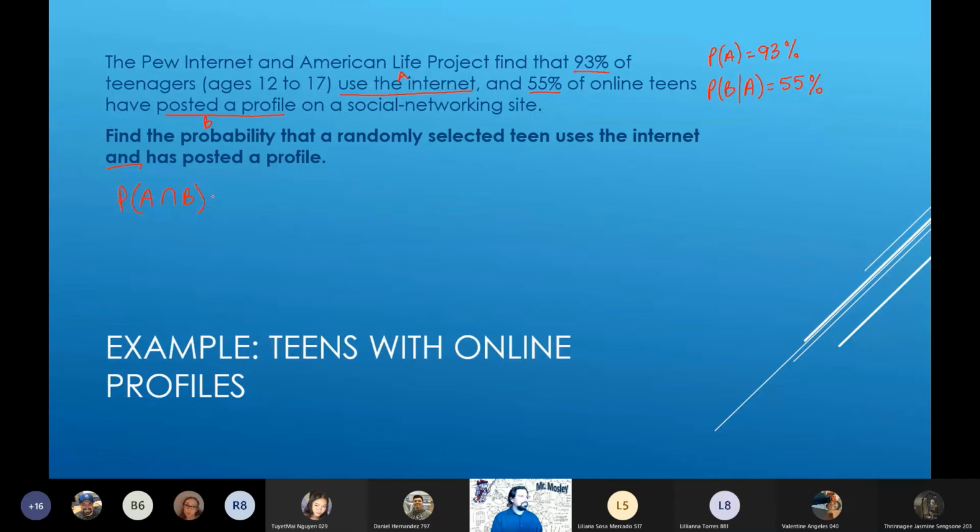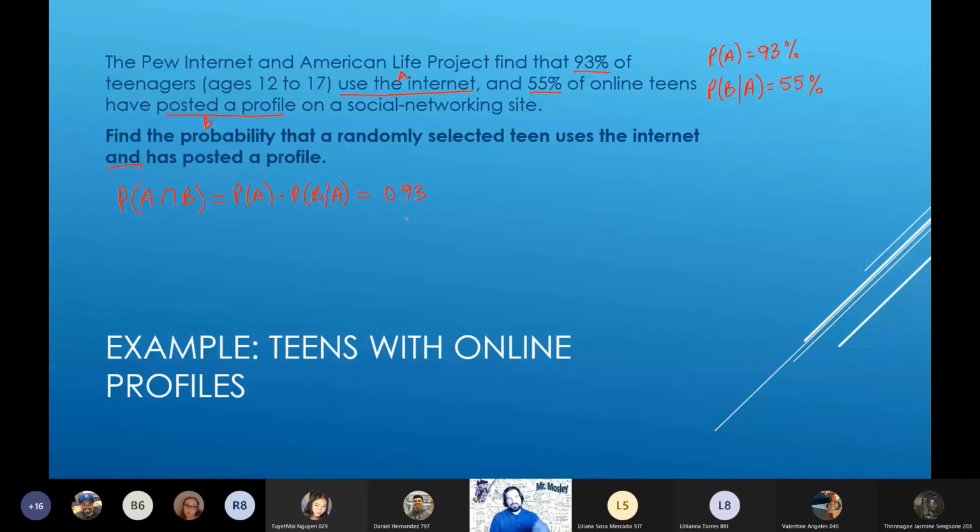Sorry, guys. So, probability of A and B. That's an "and" statement. Based on what we just learned, that new general multiplication rule, this should be equal to the probability of A times probability of B given A, which we already have those numbers. Crazy how that worked out. So the probability of A is 0.93.